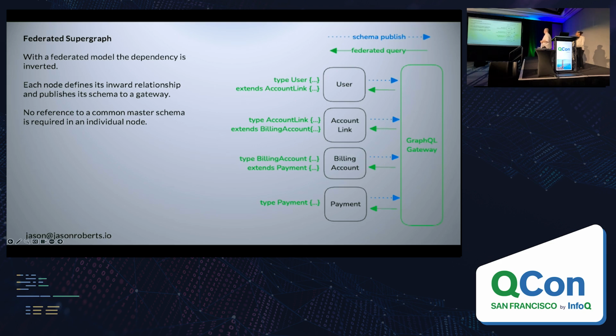With federation, I have, in this example, a user, and he publishes his schema to a gateway, a GraphQL gateway specifically, not just any API gateway. And he knows that account link exists, but that's all. He just defines how he extends account links. And so that information is published up.